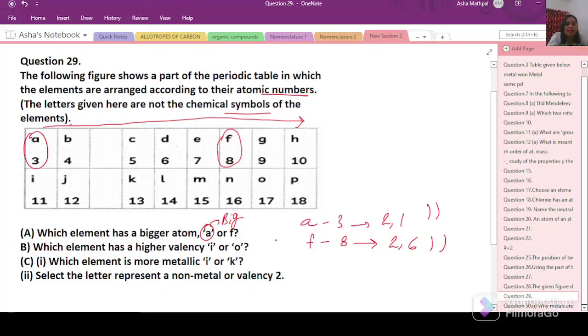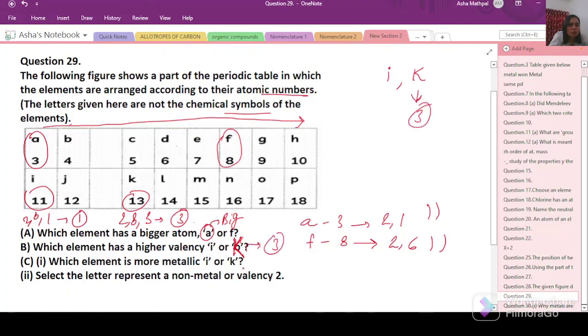Which element has a higher valency, I or O? Here instead of O you can write K. It is a misprint. So I or K, which has a higher valency? I's atomic number is 11, so it is 2, 8, 1, and its valency is 1. K is 13, it is 2, 8, 3, so its valency is 3. So obviously K will have a higher valency, that is 3.